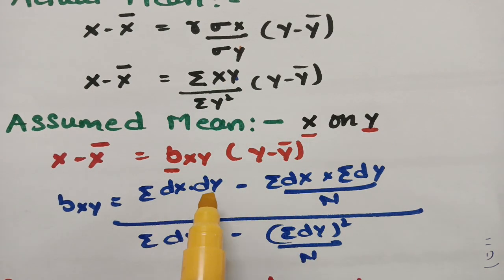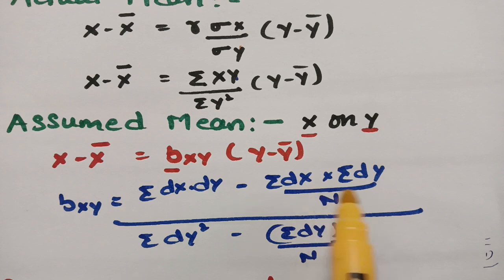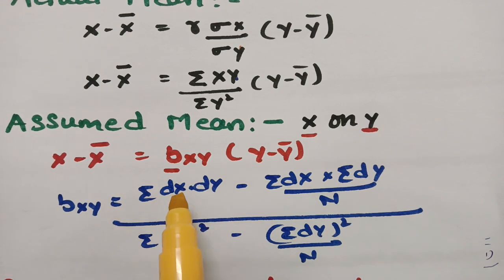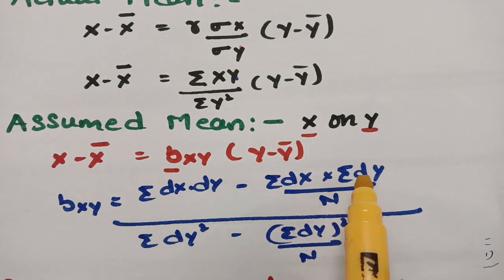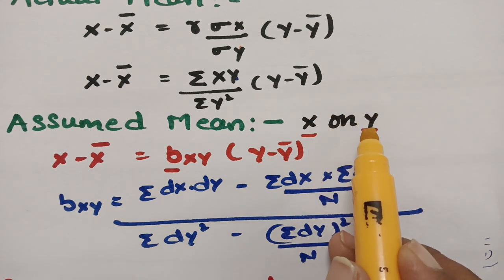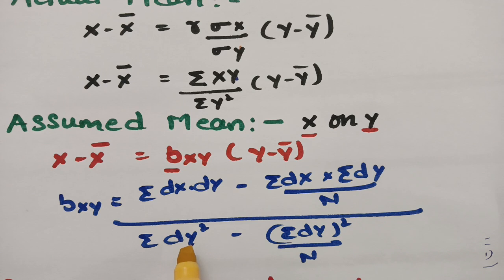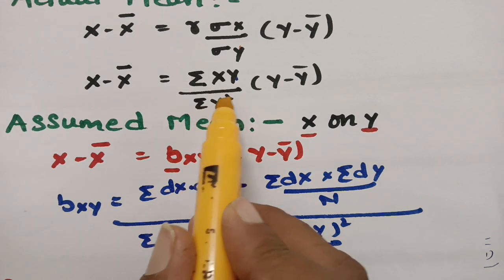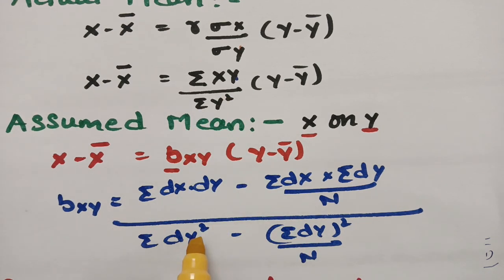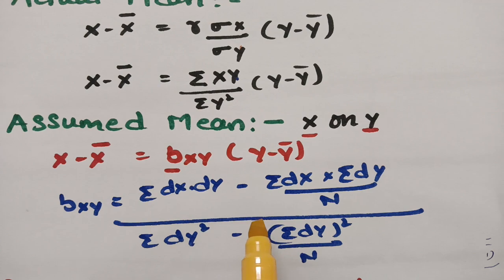So here it is sigma dx dy minus the extension part. Individually we have to multiply sigma dx into sigma dy by n, by, since it is x on y, in the denominator there should be y. So here there is y square, that is sigma dy square minus individually sigma dy whole square by n. So it is so simple if you practice.